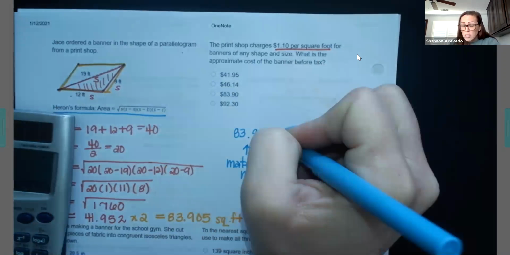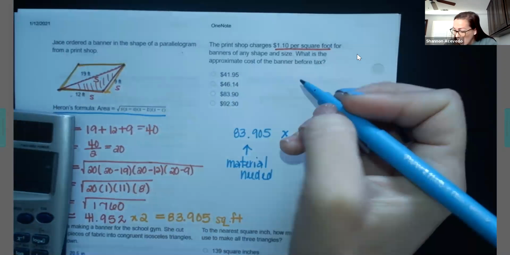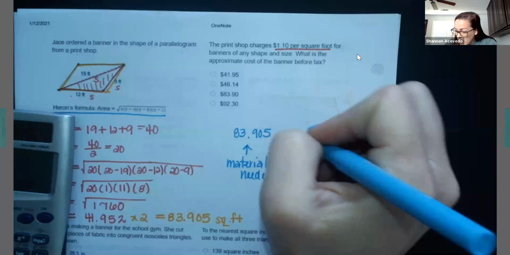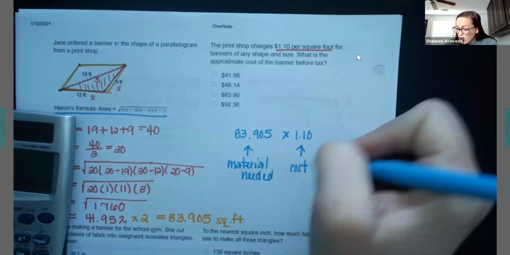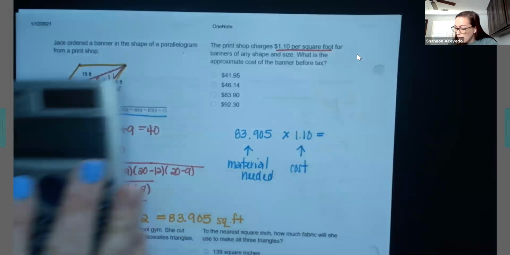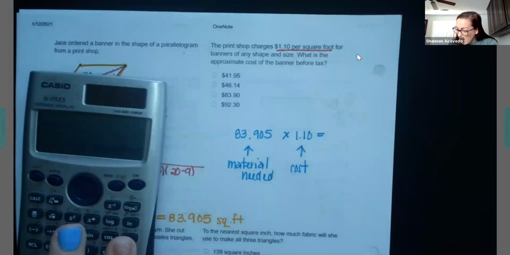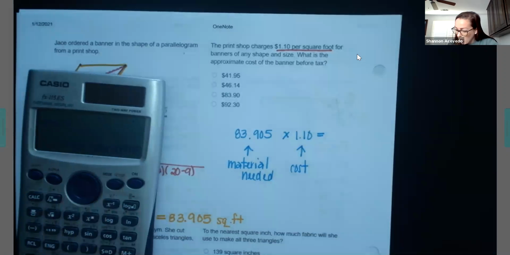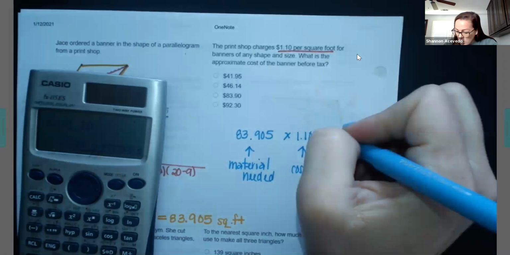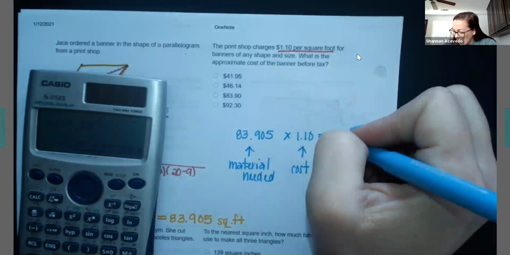Times the cost of the material. The cost is $1.10. So times the cost. And so I take my 83.905 and I multiply it times $1.10 and I get 92.30.